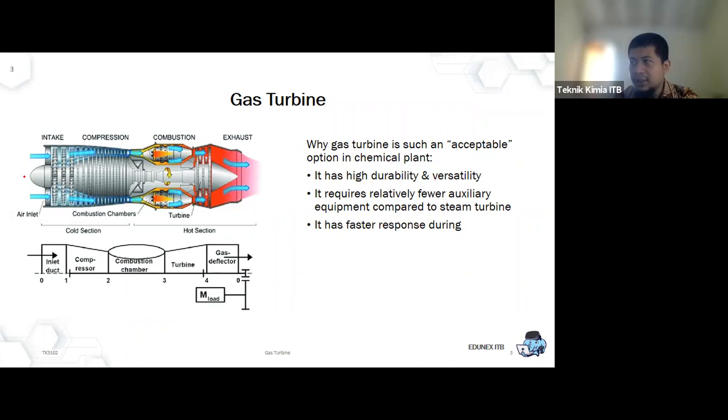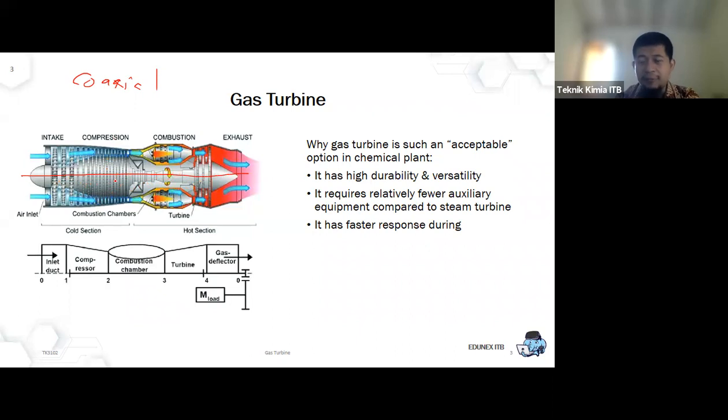And as you can see here, what is this? It's called coaxial. What does it mean? When you see coaxial, it means compressor and turbine have the same axis, the same place, and they have the same rotation per minute.